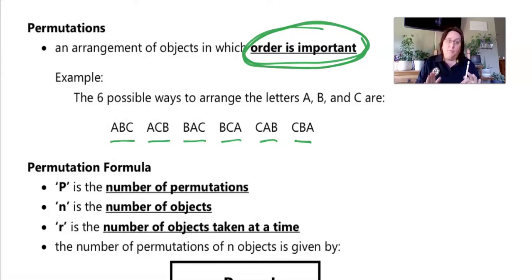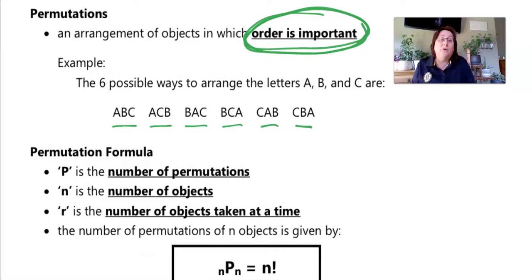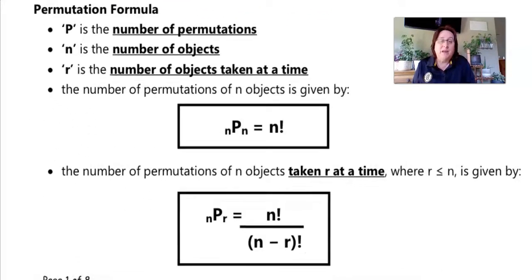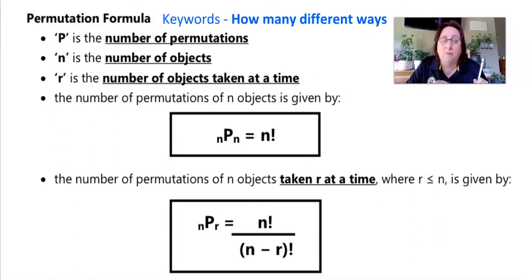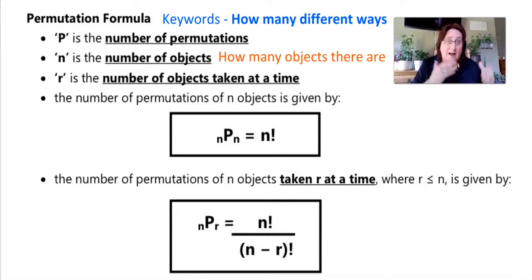Now, order is important when we talk about letters, when we talk about the placement of a race. The placement of a race is where I'm going to show you guys how to calculate the permutations next, because there is a formula that we can use. So, a permutation is the number of permutations. N is the number of objects that we're actually looking at. R is how many we take at a time.